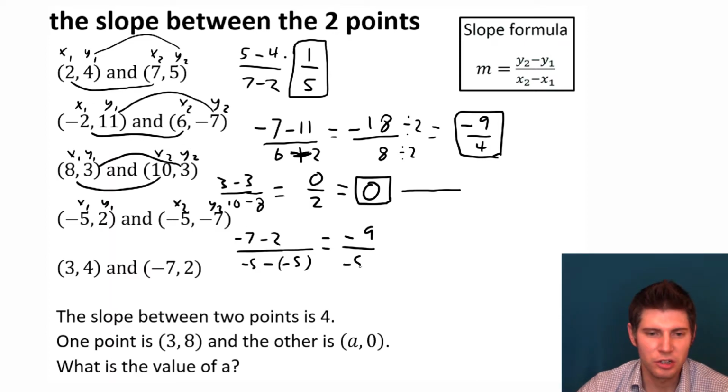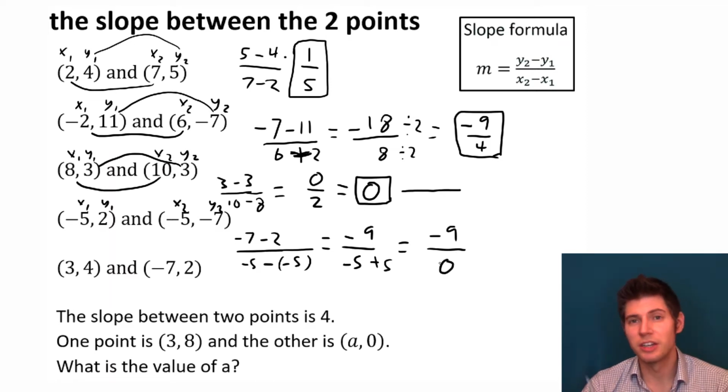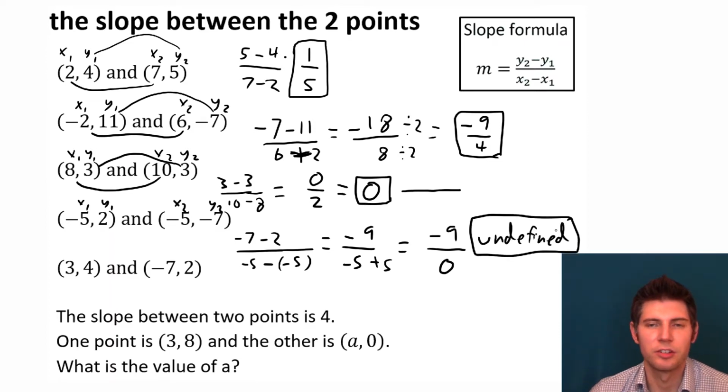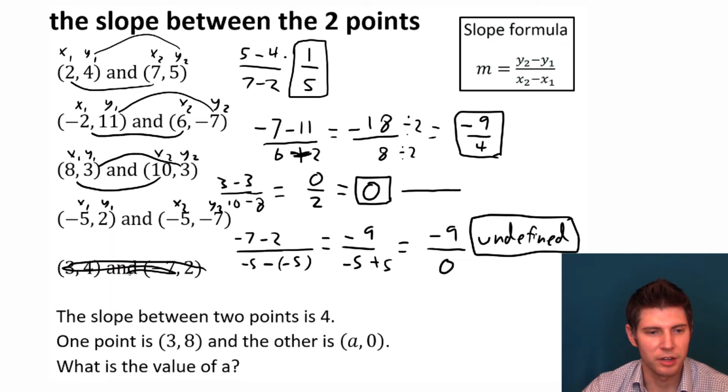So this is essentially negative 5 plus 5. And so we end up with negative 9 over, and negative 5 plus 5 is 0. You cannot do division by 0, so this is an undefined slope. So undefined is the answer to number 4. So we'll skip number 5 because I already have a video for that. If you want to see the video, you can go to andymath.com and click on it.